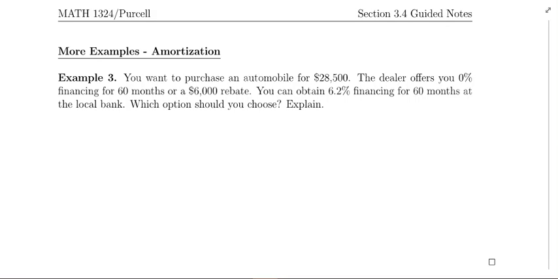Example 3. You want to purchase an automobile for $28,500. The dealer offers you 0% financing for 60 months or a $6,000 rebate. You can obtain 6.2% financing for 60 months at the local bank. Which option should you choose? Explain.